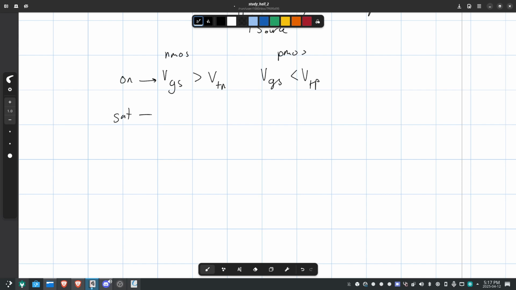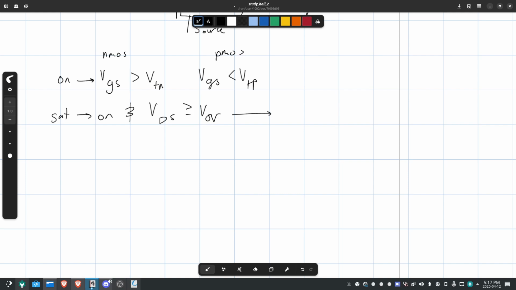For saturation, it needs to be on, plus you need to have VDS greater than or equal to VOV. Now remember that there's 2 ways to solve VOV. Usually people just remember the first way, which is VOV equals VGS minus the absolute value of VT. That applies to both positive and negative types.